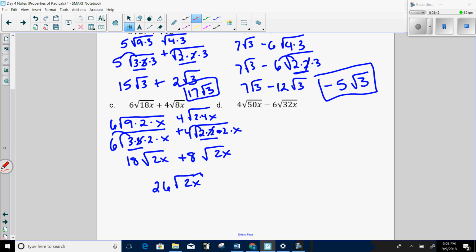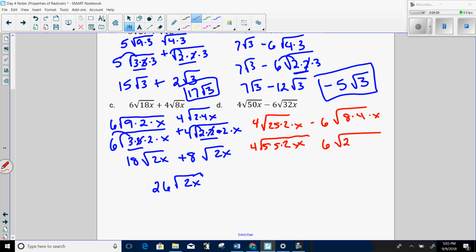Alright, so now we're going to do the last one. Square root of 50. Well, I got to break it down, so that becomes 25 times 2 times x. Well, then 25 can become 5 times 5 times 2 times x. Okay. And then we break down the 32. That becomes 8 times 4 times x. And then we have 6. And then 8 can become 2 times 4.